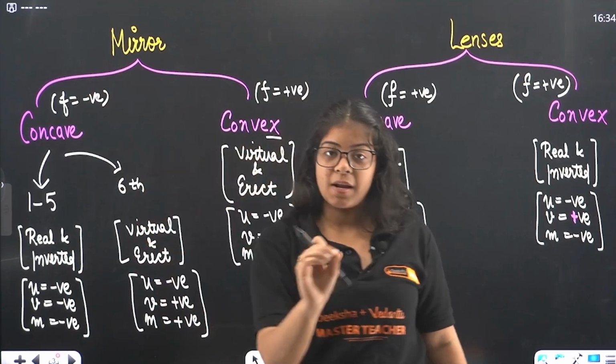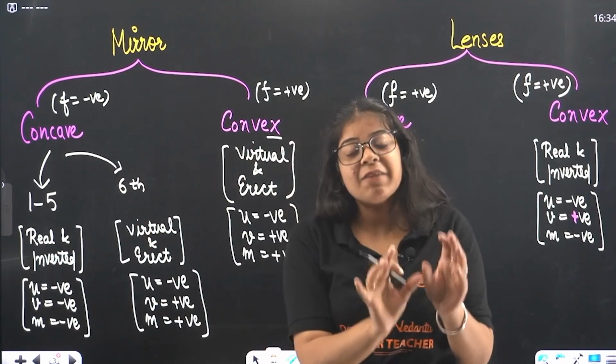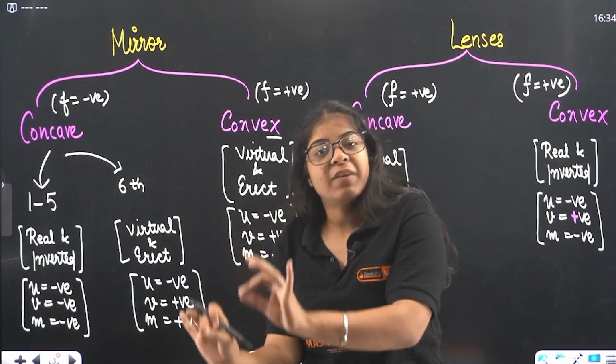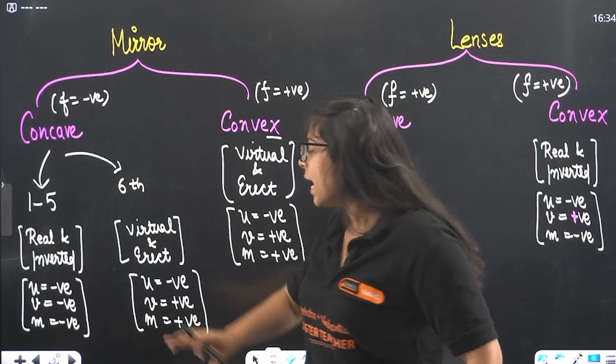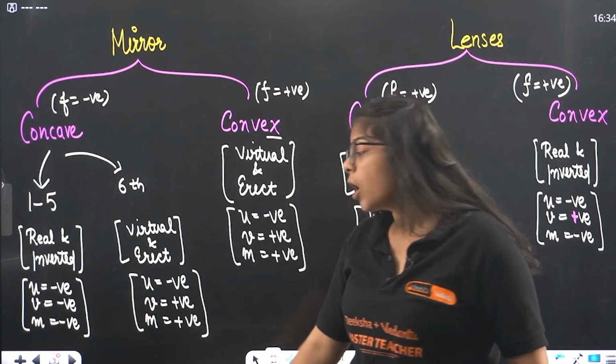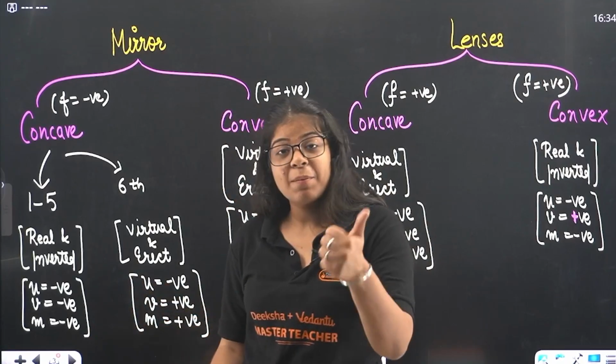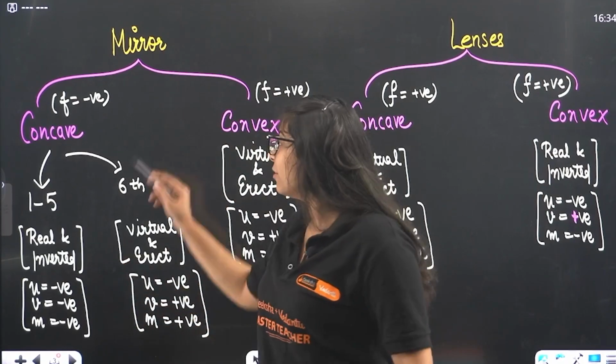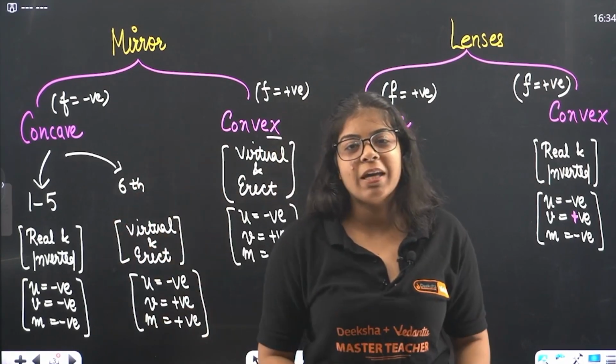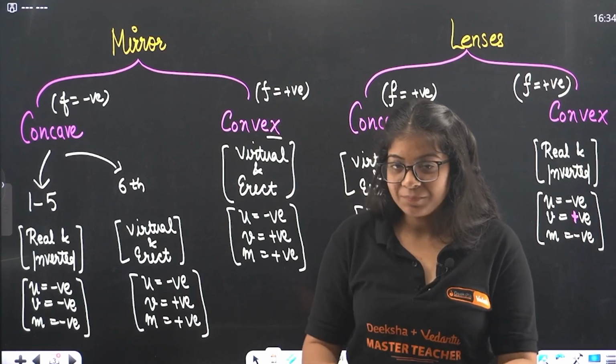In case of mirror, remember this, v is negative for real and inverted. Okay, and then magnification is negative. So when everything is negative, m is negative, u is negative, v is negative, even focal length is negative, you have a concave mirror. Done.